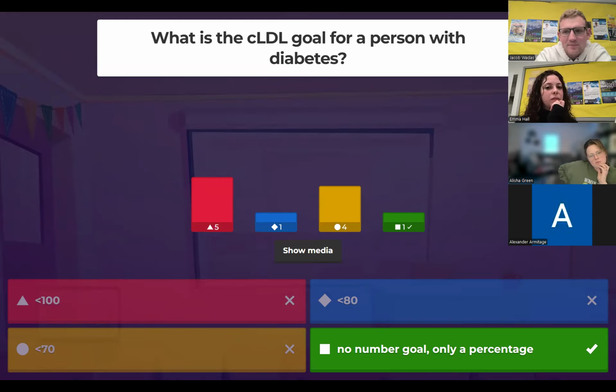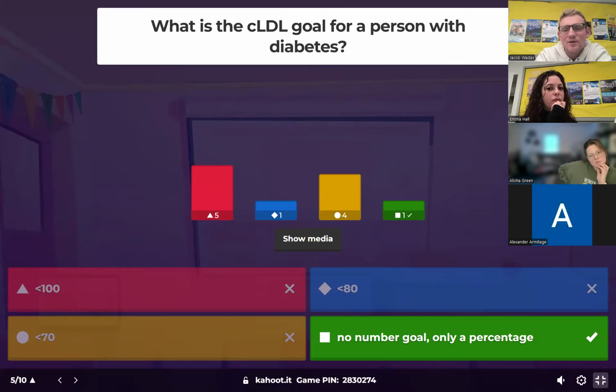I think this is more of a change between the old guidelines and the new guidelines, because this was more for the ASCVD risk score, because you guys are using PREVENT.